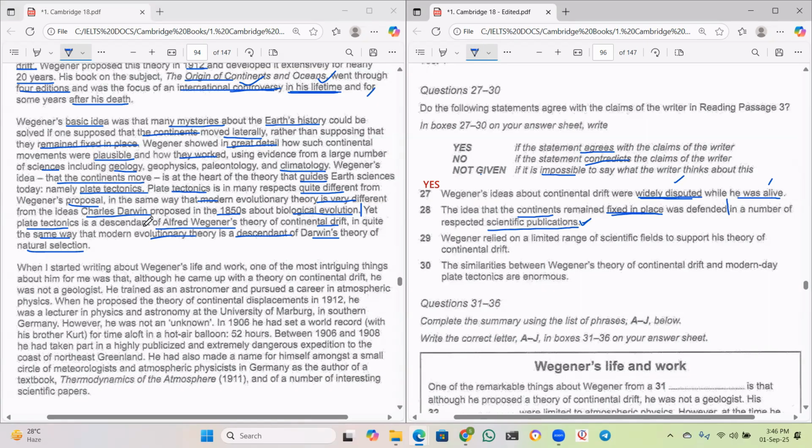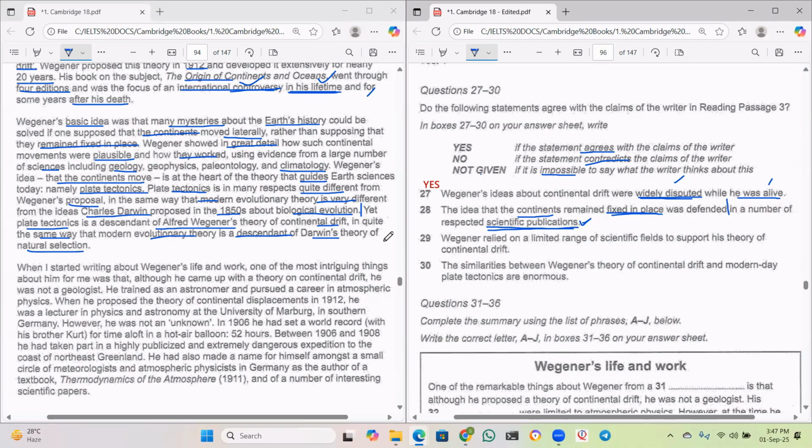Did we read anything? Where did we read the scientific publications? Anything like that? So Wegener's basic idea was that many mysteries about Earth's history could be solved. Wegener showed in great detail how continental movement was possible. Geology, geophysics, all these were sciences. Wegener's idea is at the heart of the theory that guides Earth sciences today, plate tectonics. It is in many respects quite different from Wegener's proposal, in the same way that modern evolution theory is very different. So, did we read anything about scientific publications here?